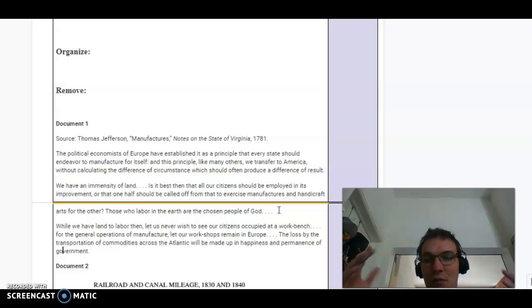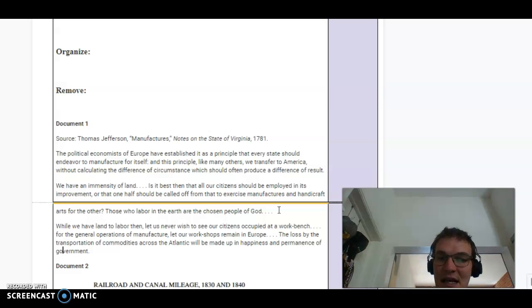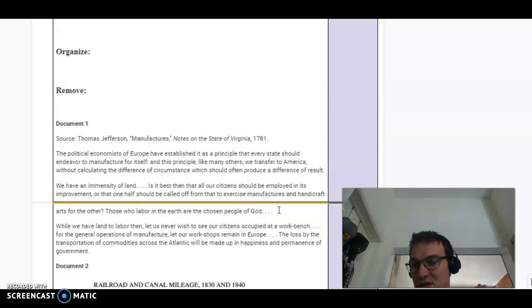Okay, I think this is like a rhetorical question because he's saying those who labor in the earth are the chosen people of God. So if we remember back, Jefferson doesn't want us to manufacture stuff. He doesn't want factories. He's like, we have tons of land. Let's not work at a workbench. Let's not work at a factory. Let's let Europe work, right?